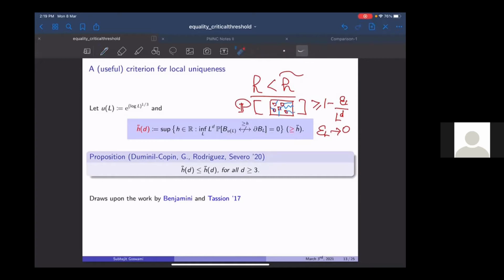What this lands us in is the so-called almost everywhere percolating subgraph. It's not really everywhere, but almost everywhere.